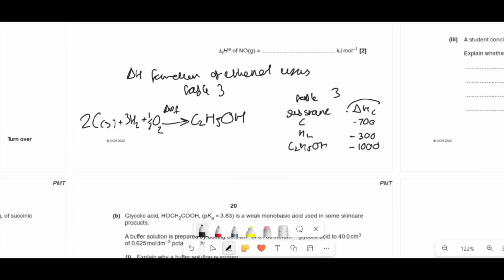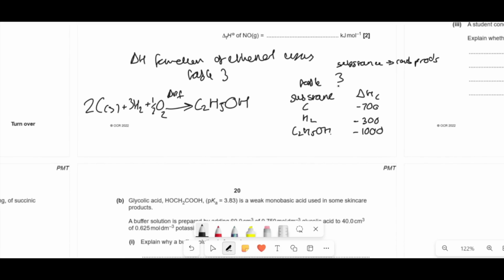In table 3, they've given us the enthalpy of combustion. That's where you fully combust 1 mole of a substance in oxygen completely. So here, we're fully combusting this thing and this thing and this thing. So what we're going from is a substance to its combusted products. Then what I said before is you look at the table and say, is this my 1 mole of substance or is it the combusted products?